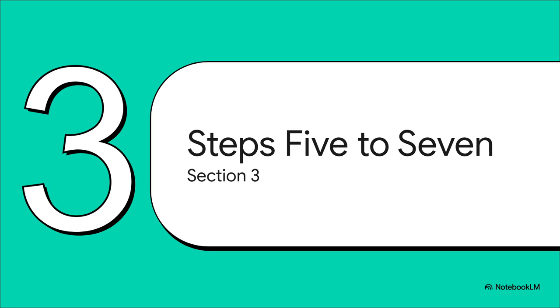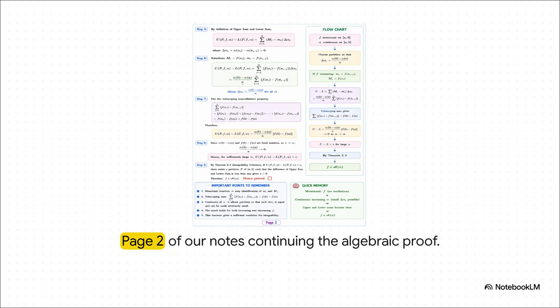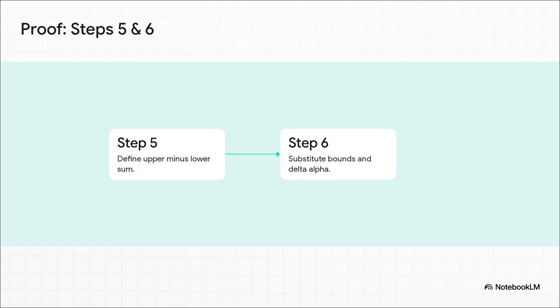Let's do some algebra. We are now looking at page 2 of our notes. We're just continuing the algebraic proof right from where we left off. Okay, step 5. By definition of upper sum and lower sum, U of P, f, alpha minus L of P, f, alpha equals sum i equals 1 to n, bracket M_i minus m_i, delta alpha i, where delta alpha i equals alpha of x_i minus alpha of x_{i-1}, greater than 0. Now in step 6, हम exactly वही substitution करेंगे जो हमने पहले set किया था.